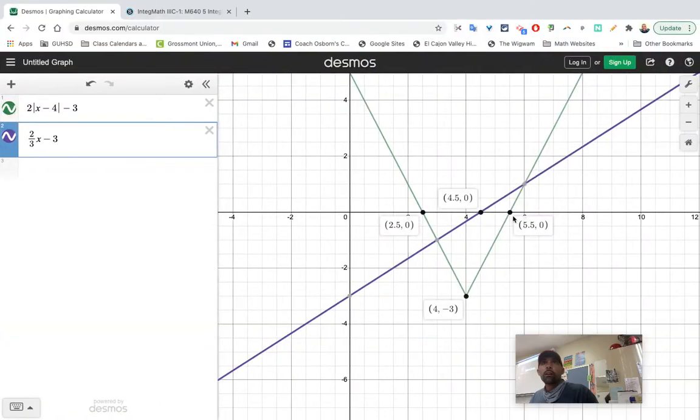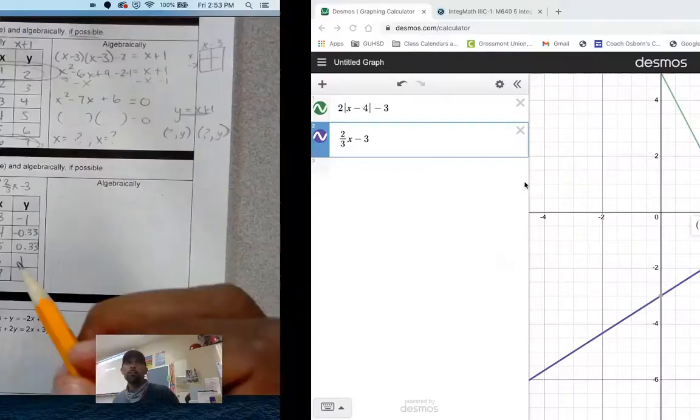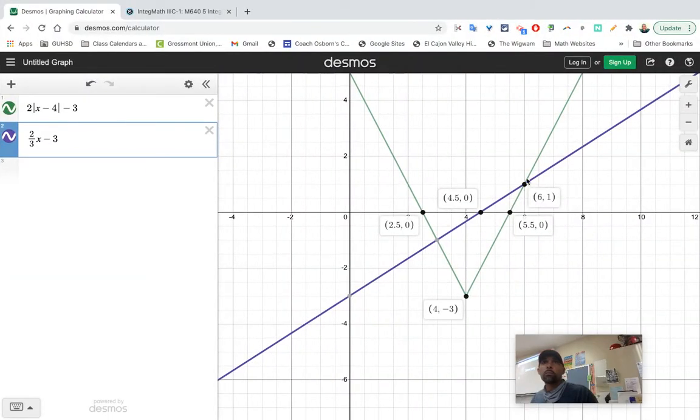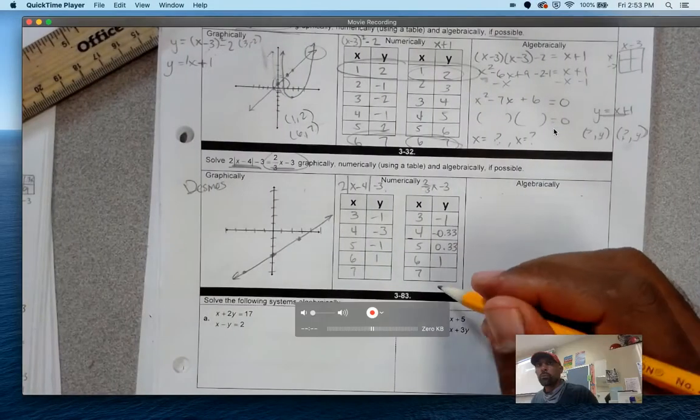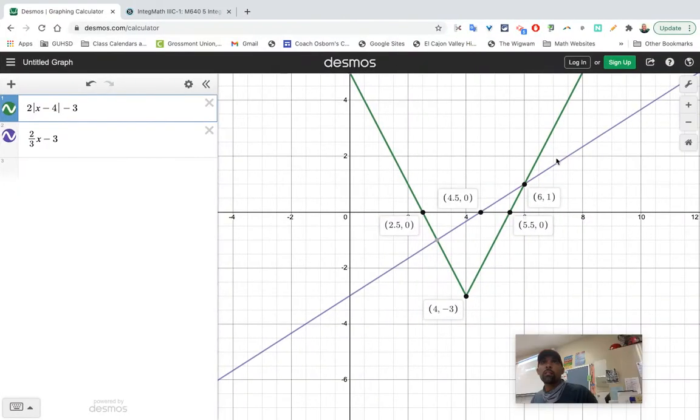Okay, let's go back. And then at 6, that's our next solution. So they both are going to be the same there. So 6, 1, 6, 1. And then for 7, starting with the absolute value, at 7 lines up right there at 7, 3. So I'll put 7, 3 here for absolute value. And then for the linear line, right there at 1.6, we'll round that to 1.67.